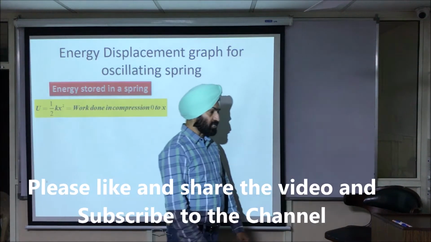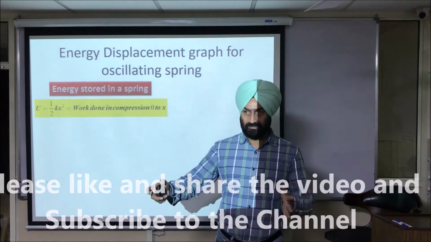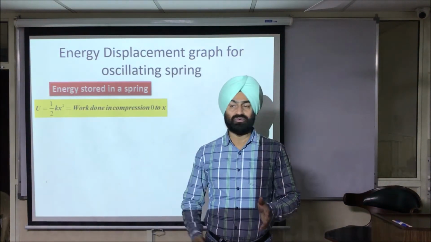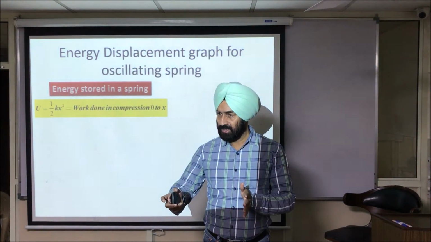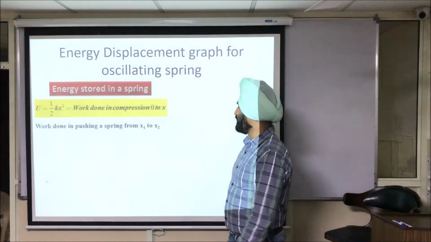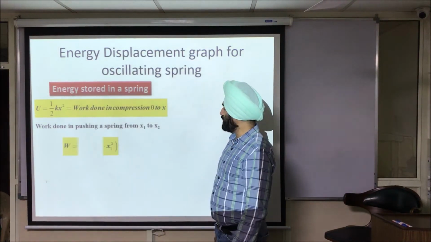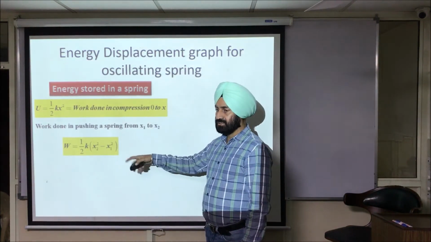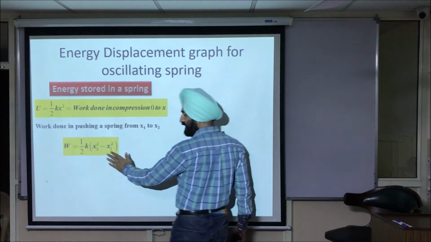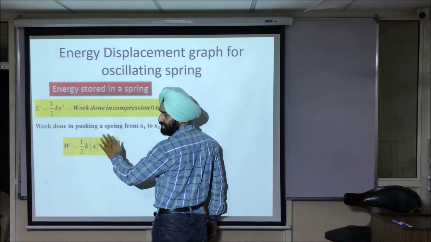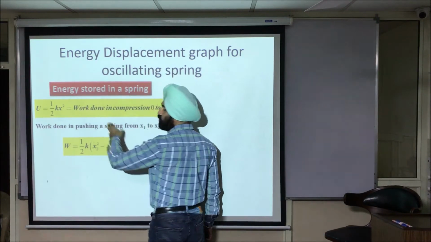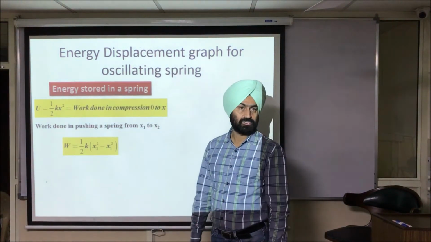And sometimes the spring may be already compressed and you may have to increase the compression further. So if x1 was the initial compression and you have to push it to a new compression x2, then work done, again by the work-energy theorem, equals the change in energy: half k x2 square minus half k x1 square. Half k x1 square was work done already, and the new work done required is the new energy minus what was already stored. Just find the difference.